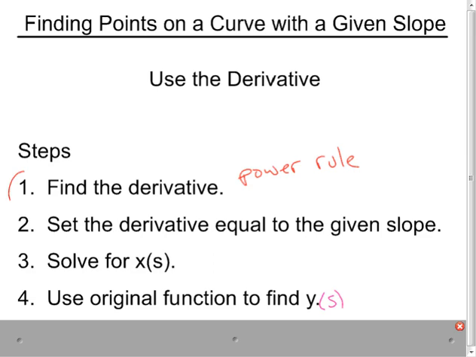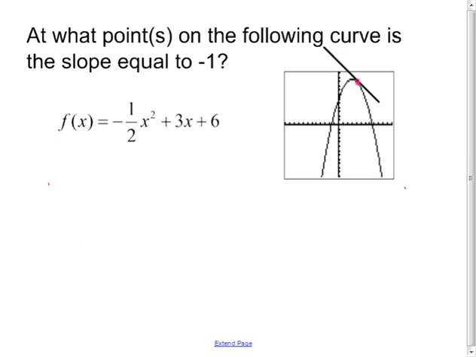So, just working the steps now, I'm going to find the derivative. I'll do that in red. So I will do my notation of f prime, and my power rule, negative 1/2 times 2 is negative 1, writing the base, decreasing the exponent by 1, so I don't actually need to write the first power. Then for the next term, 3 times 1 is 3, and then writing the base is unnecessary because I'm decreasing the exponent by 1 and getting an exponent of 0. So my derivative is just quite simply f prime of x equals negative x plus 3.